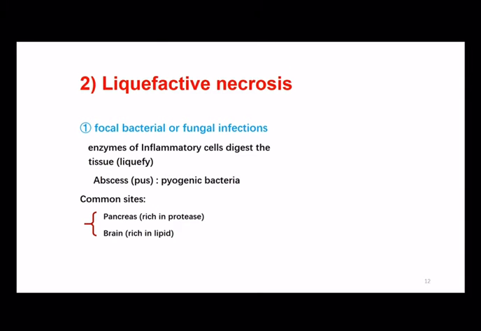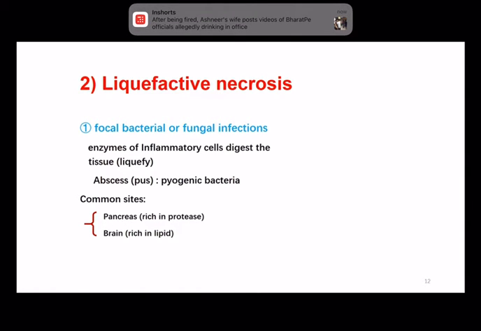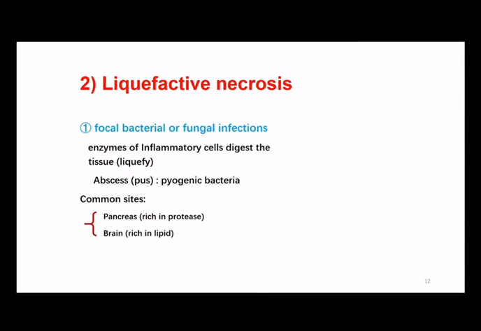The second type, liquefactive necrosis. It is seen in focal bacterial infection, occasionally in fungal infection. Microbes stimulate the accumulation of inflammatory cells, and the enzymes of leukocytes digest the tissue. Tissues turn into a liquid viscous mass. If the process was initiated by acute inflammation, the material is frequently creamy yellow and is called pus. It usually occurs in the pancreas and brain, which are rich in trypsin and lipid, respectively.